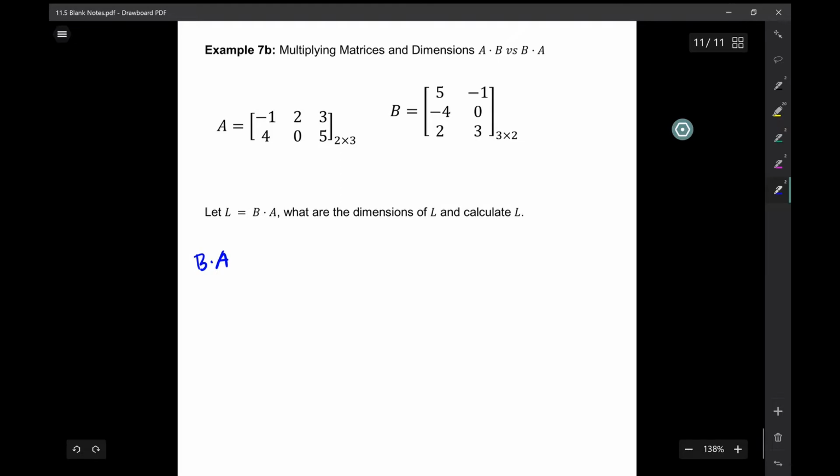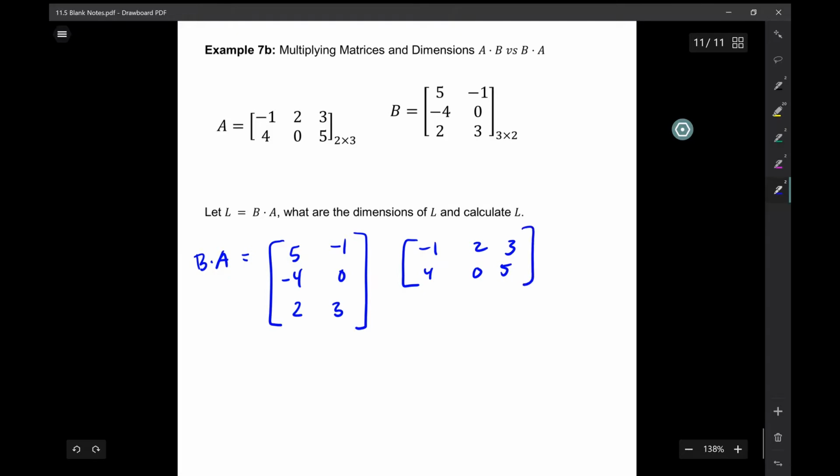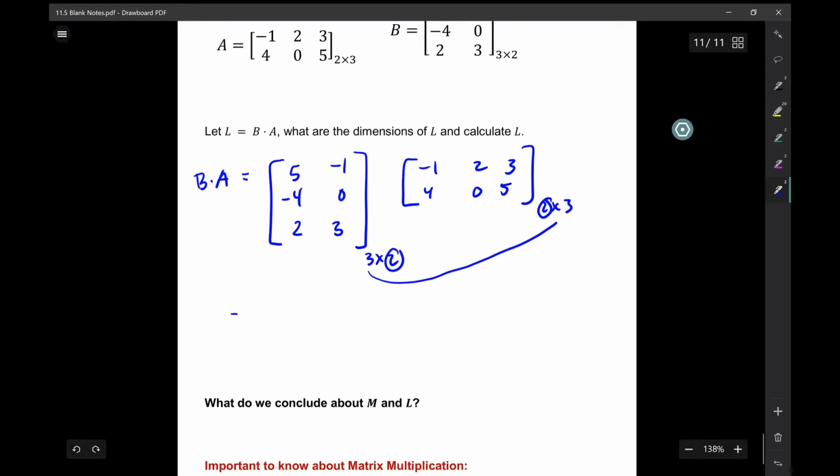All right, B times A would be equal to, let's rewrite it, 5, negative 4, 2, negative 1, 0, 3 times negative 1, 2, 3, 4, 0, 5. So this is 3 by 2 times 2 by 3. The interior dimensions are the same, so we can multiply these, but the result is not going to be a 2 by 2 matrix. It's going to be a 3 by 3 matrix. All right, let's give it a try.